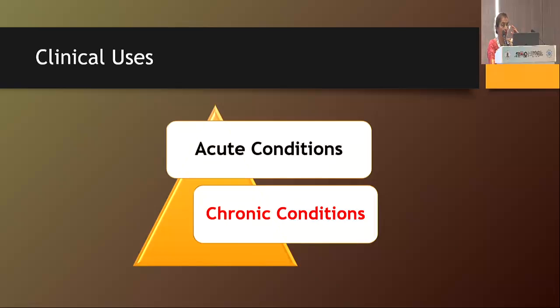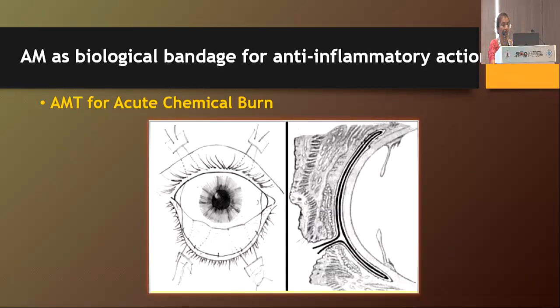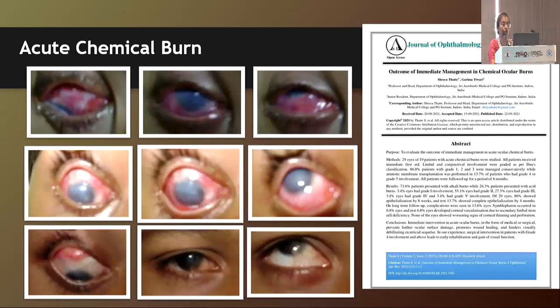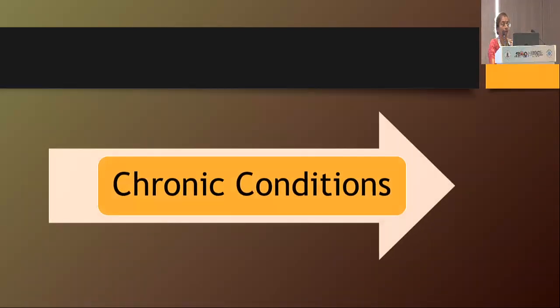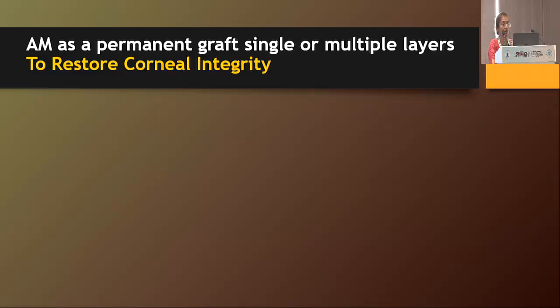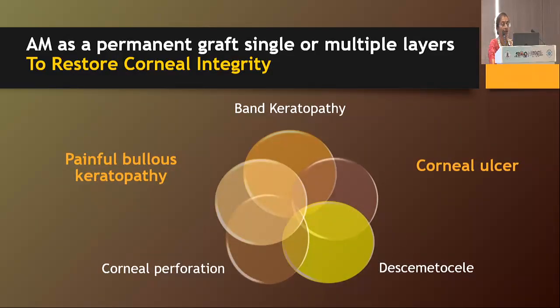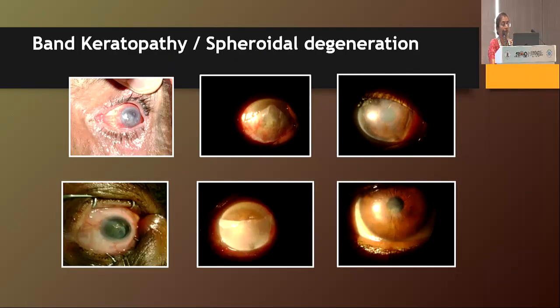The clinical uses of amniotic membrane can be in acute conditions and chronic conditions. In acute conditions, Dr. Gautam Parmar is going to talk about AMT in chemical burns, so I am not going to present that. This work was also published. Then in chronic conditions, it can work to restore the corneal integrity in various types of corneal disorders, and we will see one by one.